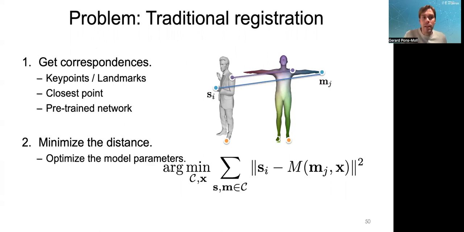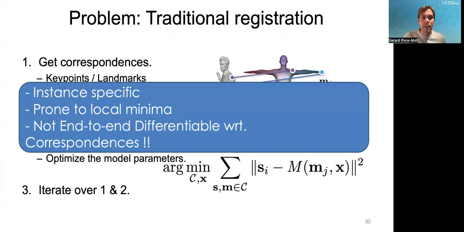This is step number 1. And in step number 2, you have to optimize the model parameters in order to minimize this objective. And you have to iterate 1 and 2, which is basically the essence of the classical ICP algorithm. But we've seen that this is prone to local minima, it's not end-to-end differentiable, and so this is suboptimal. We've seen how, using neural reconstructions, you can make this process a bit more reliable, but the question is whether you can push this further and have a formulation that is more integrated.